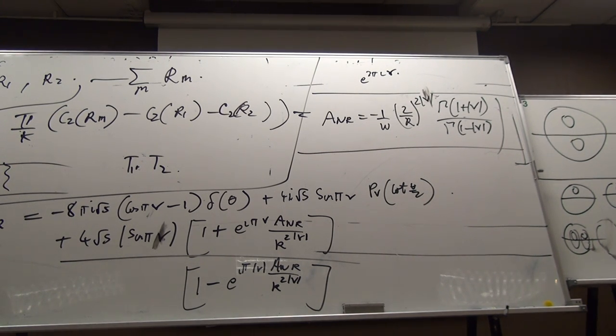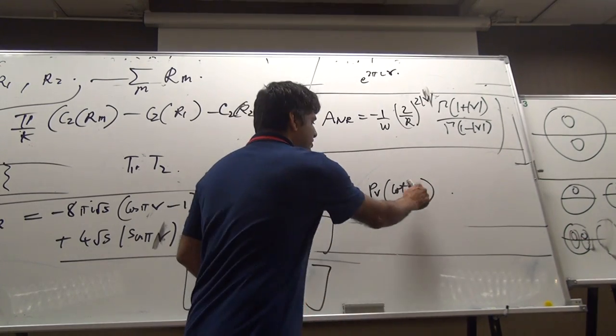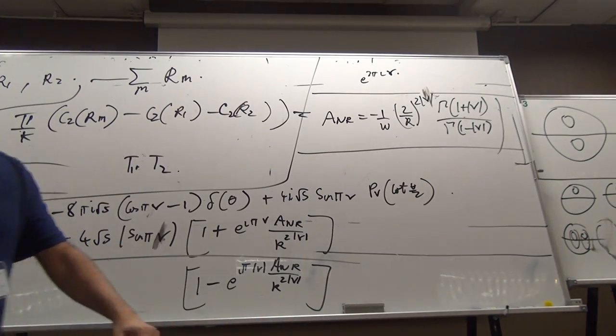And why did I write such a complicated formula on the board? There are things I wanted to tell you about it. What's P? Principal value. It's how to deal with the singularity at zero. Okay.